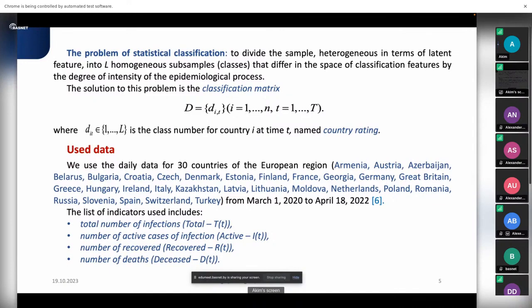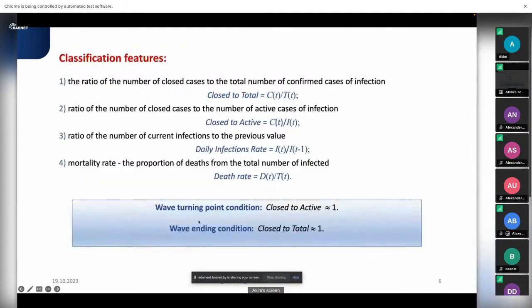We took a lot of countries, around 30 European regions, like Armenia, Australia, Azerbaijan, etc. We have features like total number of infections, number of active cases, number of recovered, and number of deaths. After parsing, we aggregate our features and craft four features like close to total, close to active, and daily infection rate and death rate.